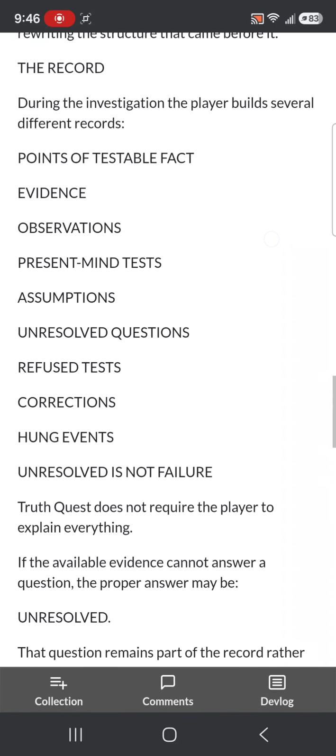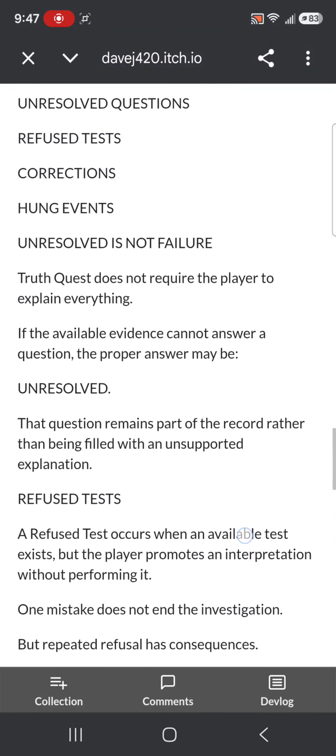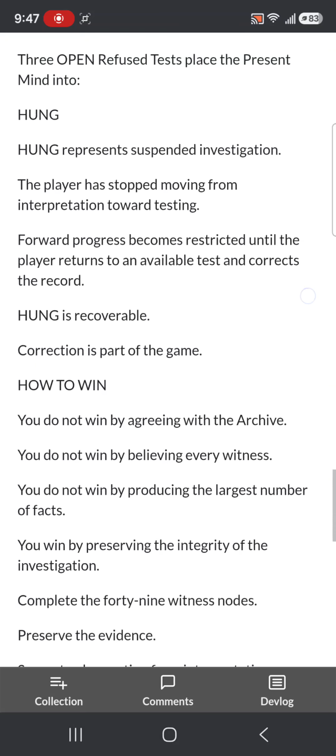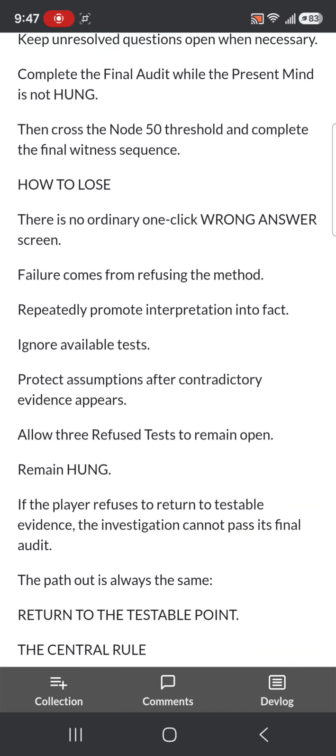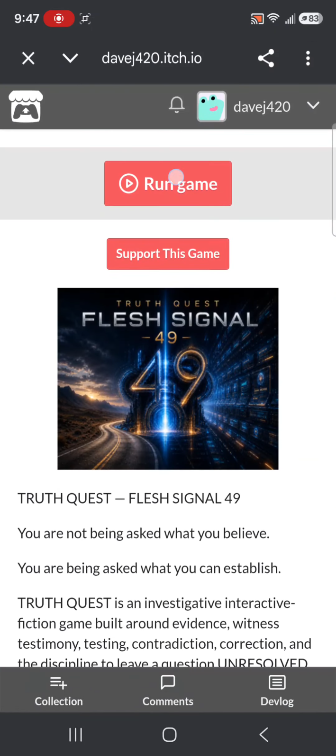It tells you what you're going to be building: evidence, observations, this, that, and the other. That you have unresolved and refused tests. And then you can also get hung up. Now, hung up is the idea when you get tied down to something that you want to be true, but the tests somehow annoy you, and you can't follow through with the result because it goes against what you think you know. So then you get hung up. You get hoisted on your own petard type of idea. So then, of course, the only way to lose is by just being lazy and not doing the different tests or observations.